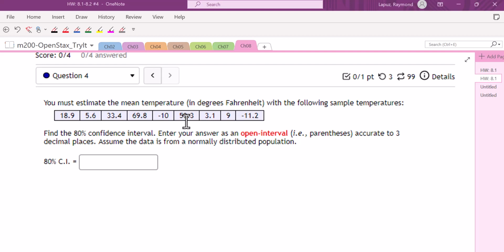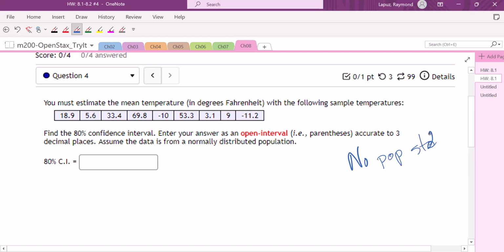Here they want us to find an 80% confidence interval. And then they want us to express our answer with an open interval, parentheses, accurate up to 3 decimal places. And we're going to assume that the data is obtained from a population that is normally distributed. Let's make a note of that. There's no population standard deviation, so we will use the t distribution.